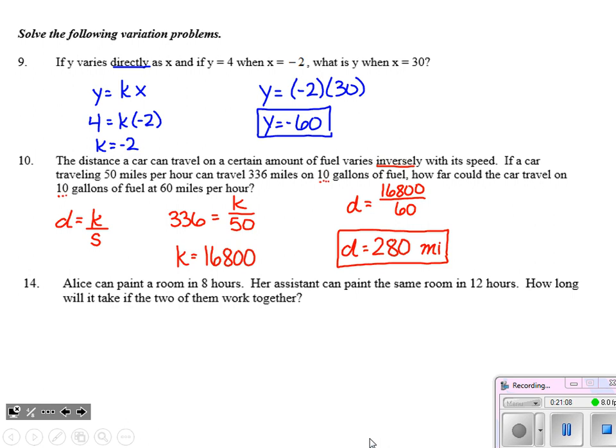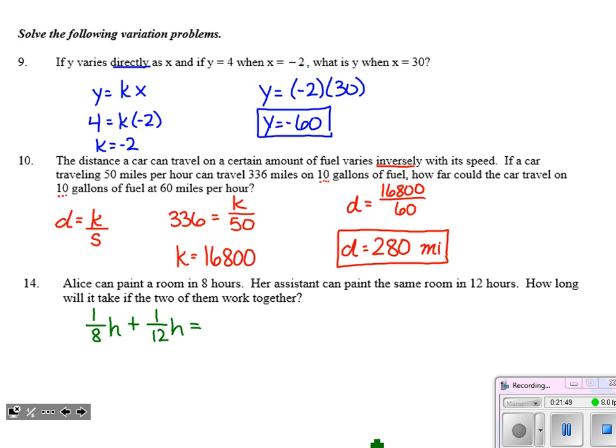Alice can paint a room in 8 hours. Her assistant can paint the same room in 12 hours. How long will it take the two of them to work together? All right, well, the key is to think about how much each person is doing per hour. So for Alice, she does 1/8 of the room per hour. So 1/8 times however many hours she's working tells us how many rooms she's painted overall. Plus, her assistant, every hour will do 1/12 of a room, again times however many hours she is painting.